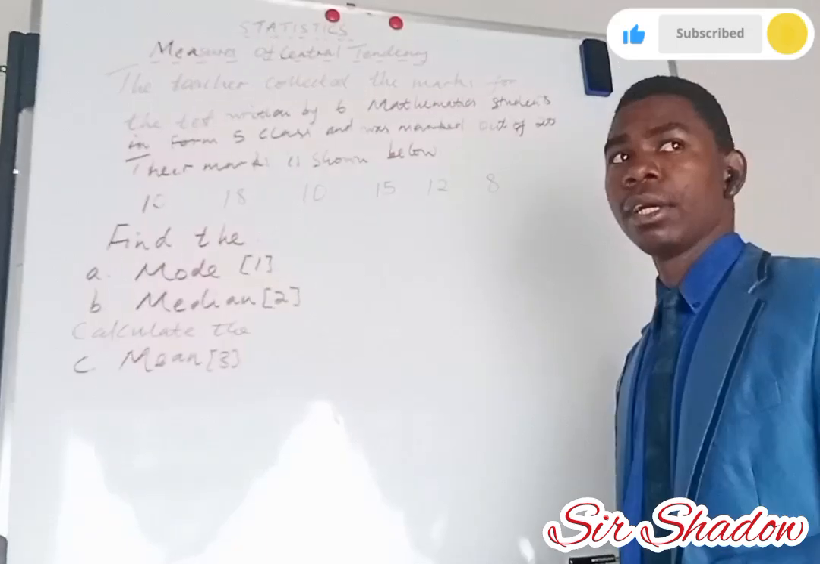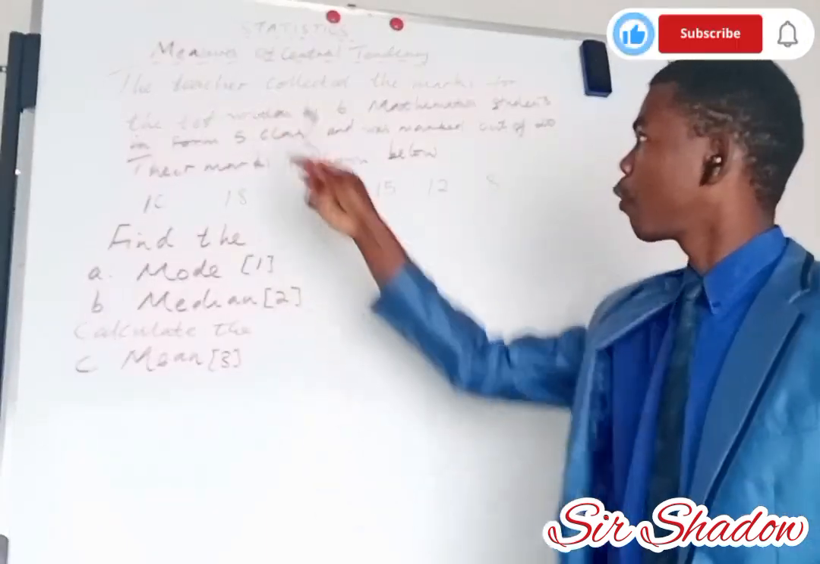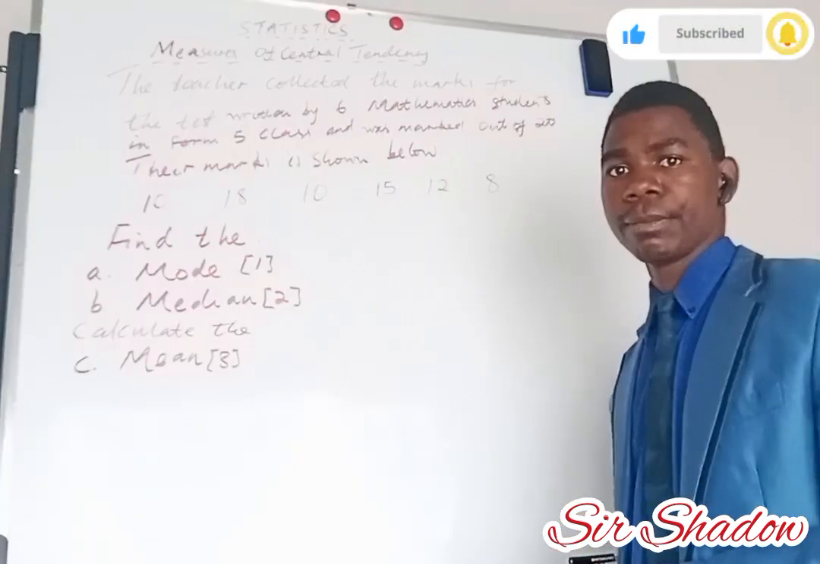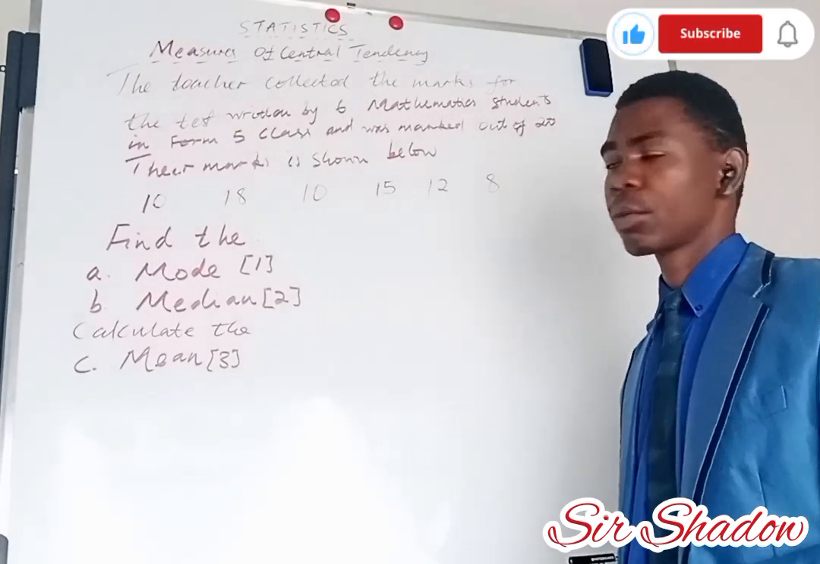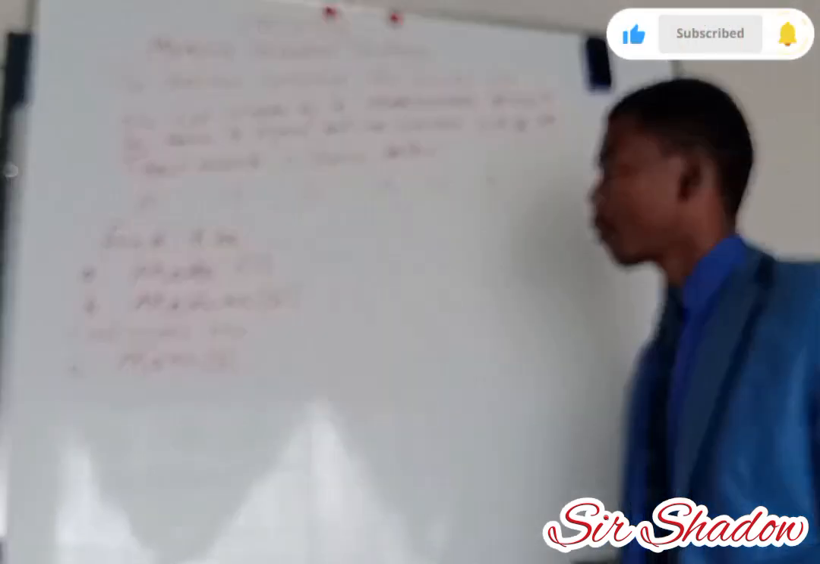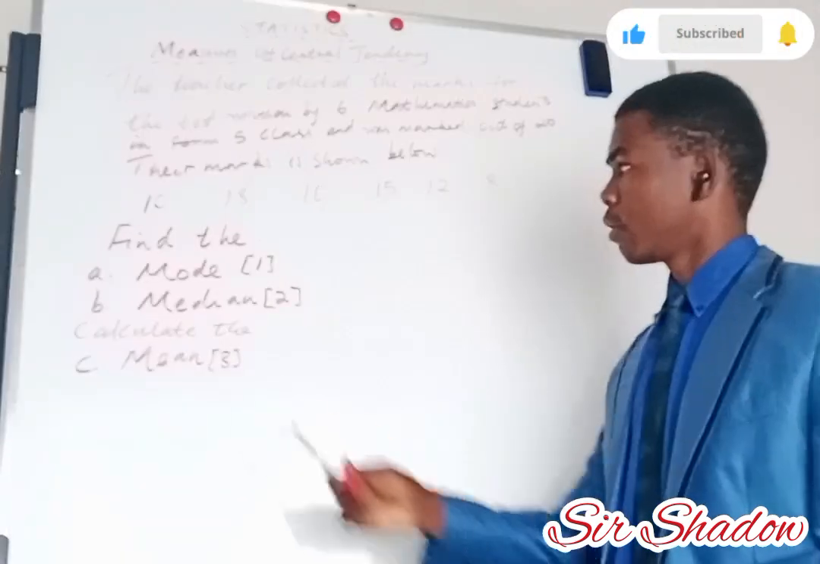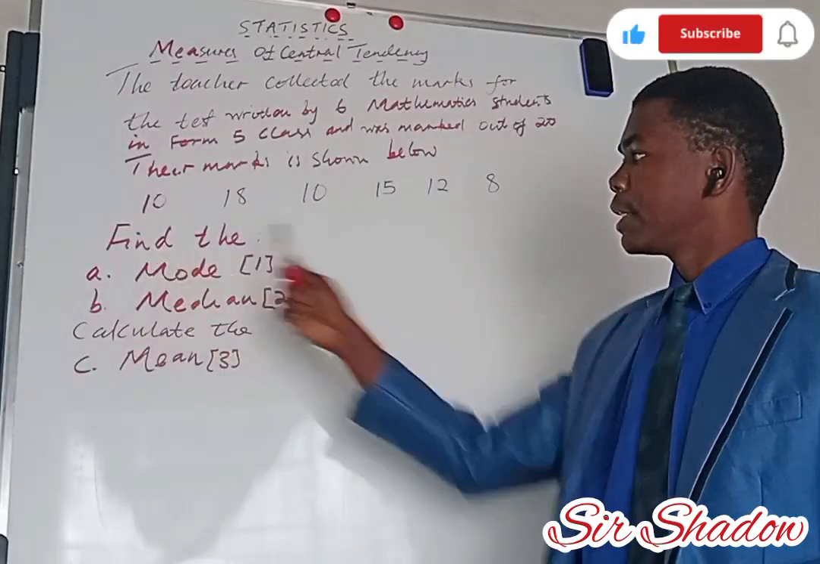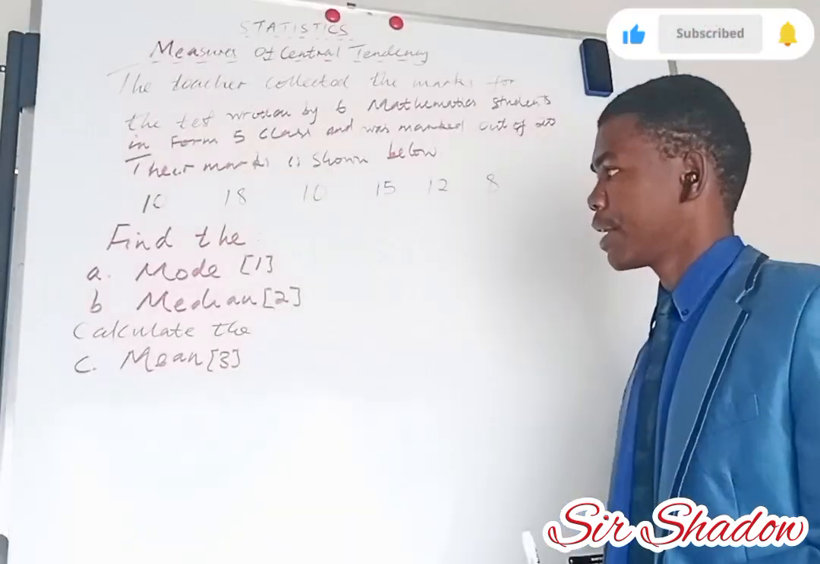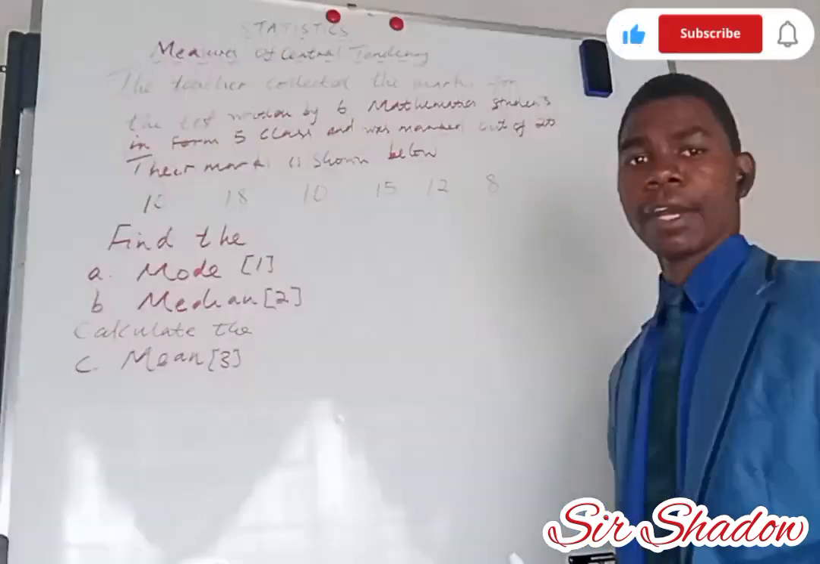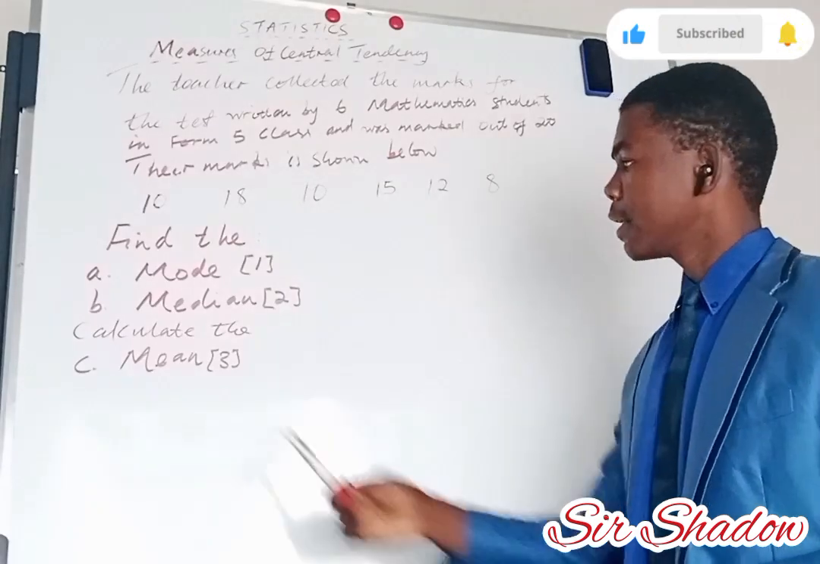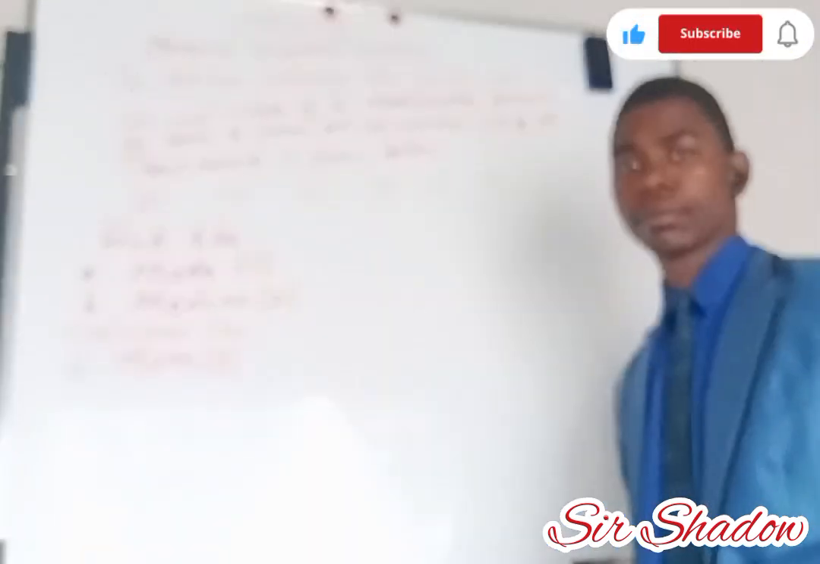So we are going to focus on each of the measures of central tendency, right? First, find the mode, then B, find the median, then C, calculate the mean, right?